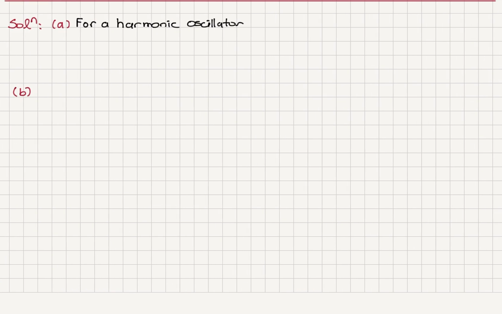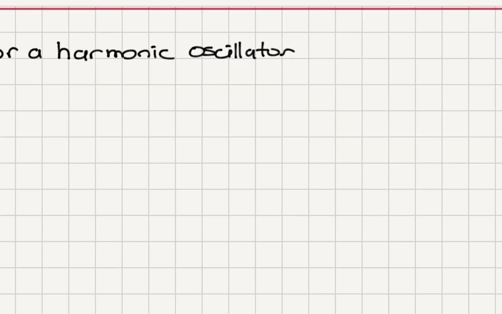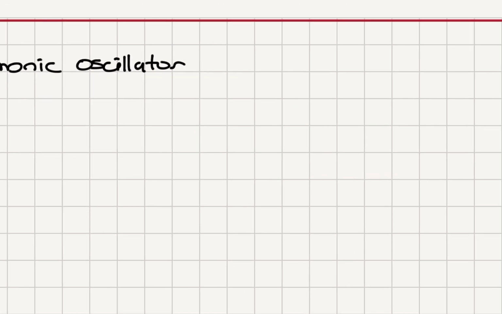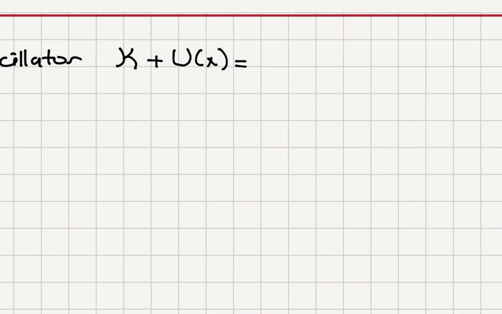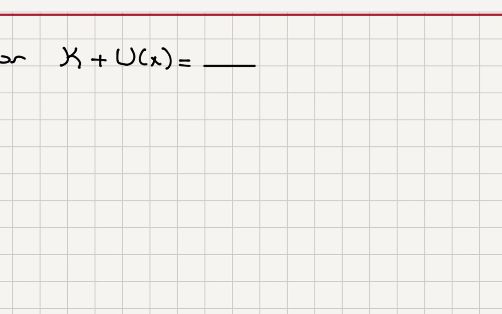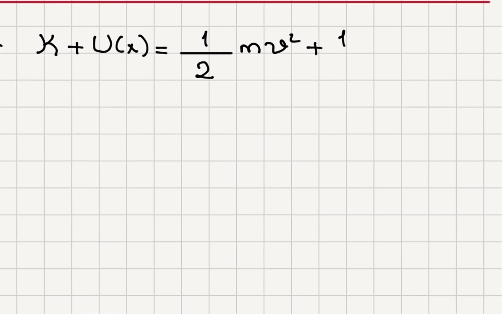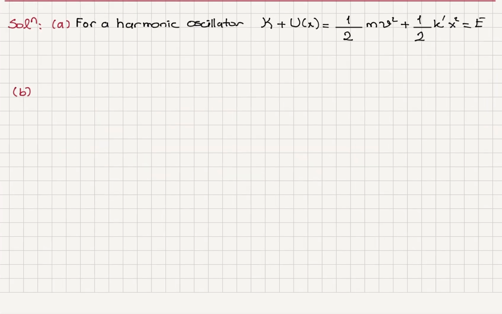For a harmonic oscillator, we have no non-conservative forces, therefore the kinetic energy K plus the position-dependent potential energy is equal to 1/2 mv squared, mass times velocity squared, plus 1/2 force constant K prime x squared, and that's equal to the total energy E of the harmonic oscillator.